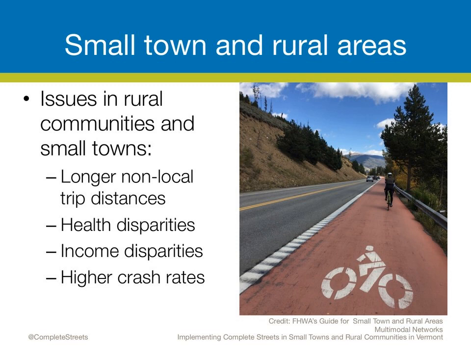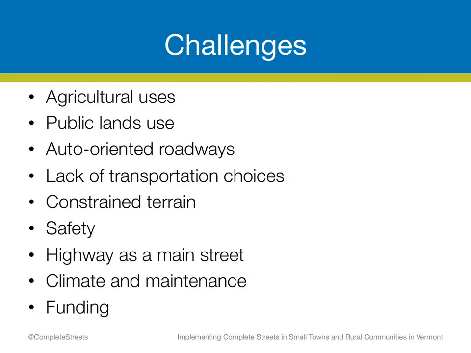You also have health disparities. I mentioned that. There are also large income disparities within rural communities and small towns. I think some of our rural communities are facing some of the largest income inequality, and then there are higher crash rates. Other challenges that are unique to a lot of Vermont's rural landscape: you have agricultural uses, you have public land uses, you have auto-oriented roadways, and those are going to look different depending on whether you are in a small town, in a town like Brattleboro, or in suburban Burlington, which looks very similar to suburban Maryland, but they're really designed with the roadway in mind.